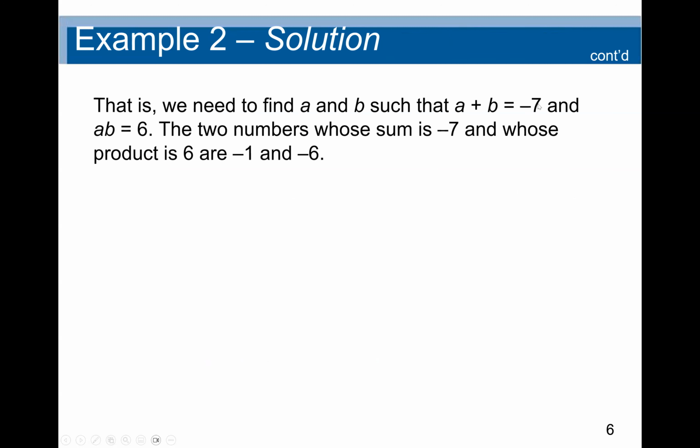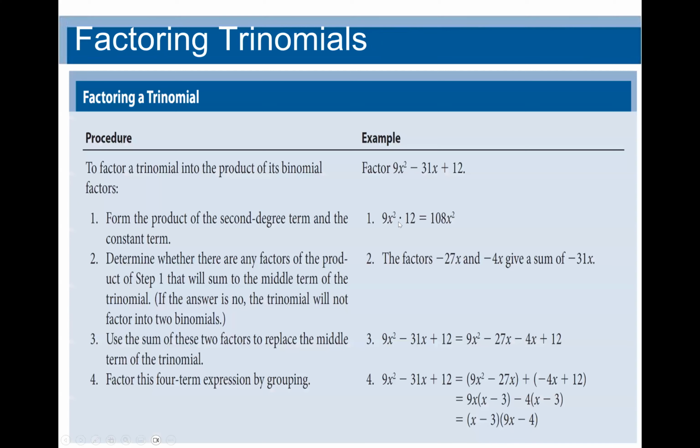So that's what we said here. In order to get minus 7, to combine a plus b, we need minus 6 plus minus 1. That will give us minus 7. In order to get 6, we need minus 1 times minus 6. So that will give us plus 6. So our final solution will be x minus 1 times x minus 6.